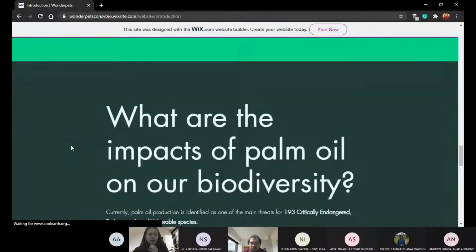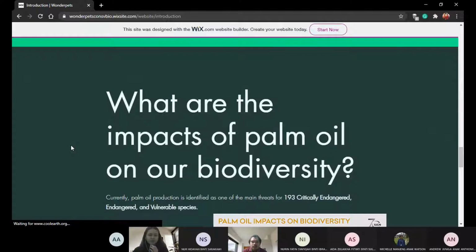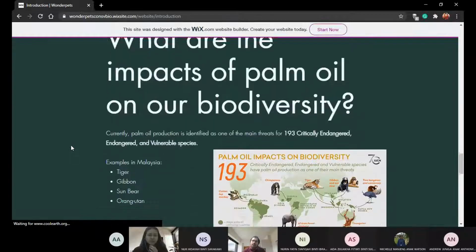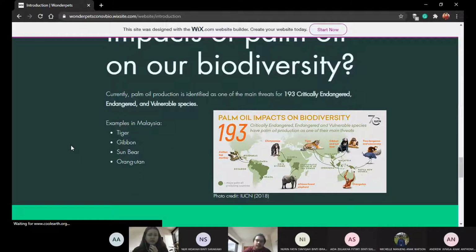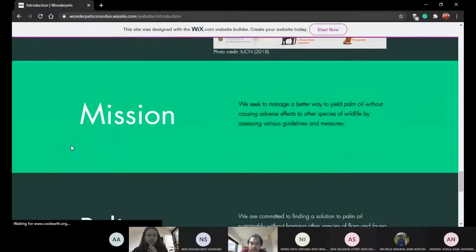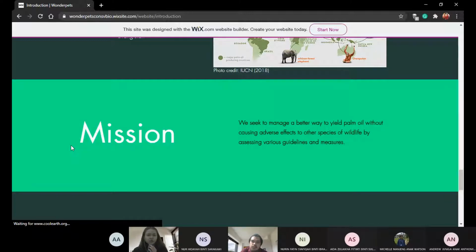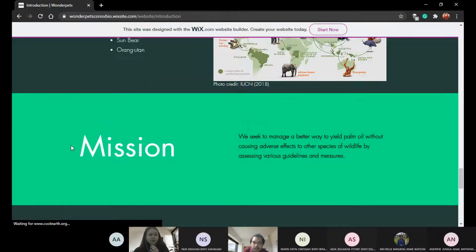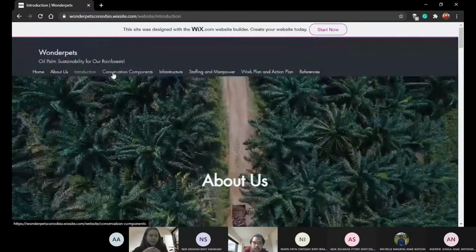So the impact of palm oil plantation on our biodiversity includes threatening the wildlife, especially endangered species such as tigers, gibbons, sun bears, and orangutans. And our mission for this study is to find a better way to yield palm oil without harming the environment. We move on to the conservation component.